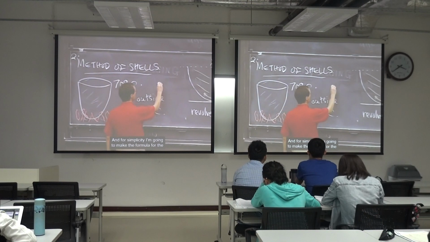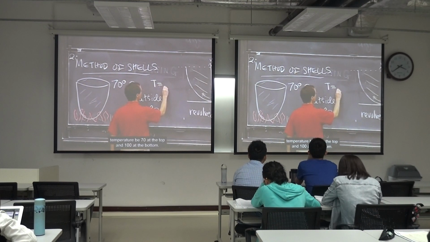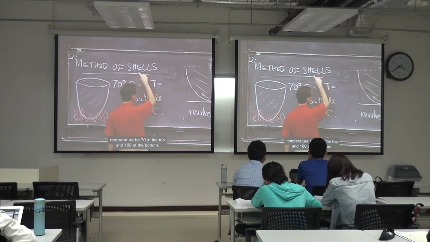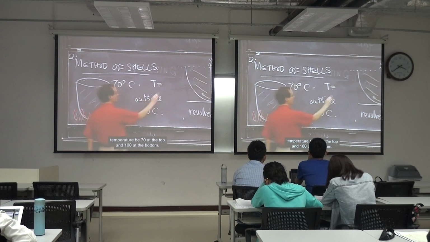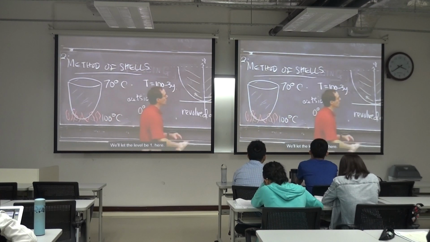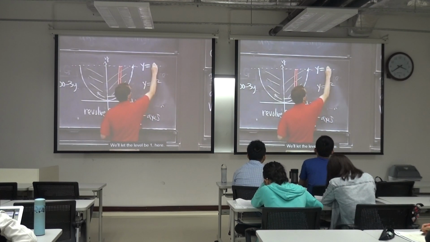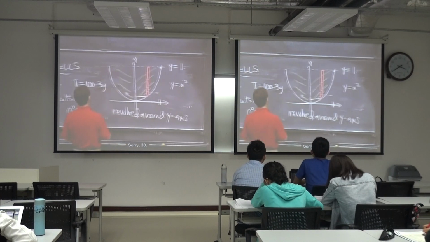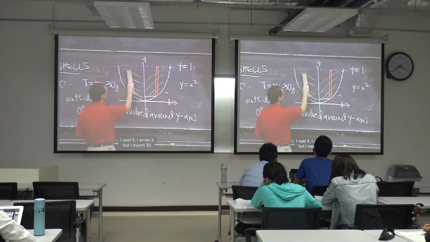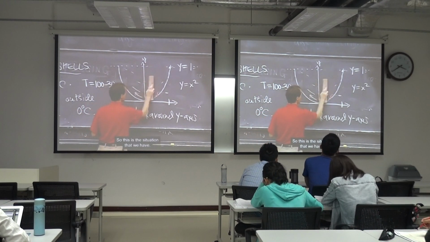And for simplicity, I'm going to make the formula for the temperature be 70 at the top and 100 at the bottom. So it's going to be 100 minus 30y. We'll let the level be 1. I said 3, I wrote 3, but I meant 30. All right? So this is the situation that we have.